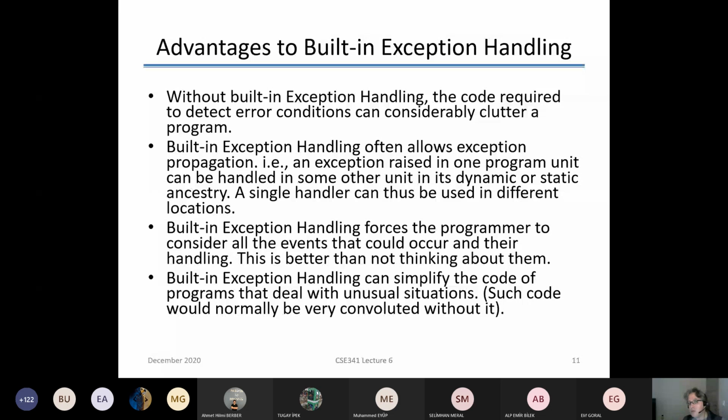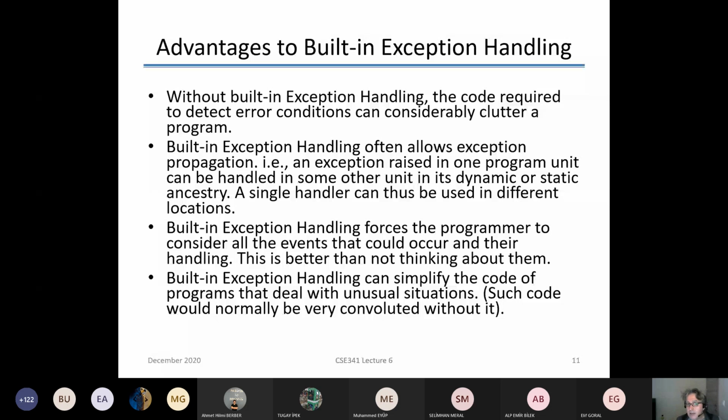So in this case, an exception raised in one program unit can be handled in some other unit, defined dynamically or statically by its ancestry. For example, you can have a single handler that can be used in different locations, right? So you don't need to have multiple handlers doing the same thing, if you are able, of course, to propagate exceptions. Okay.